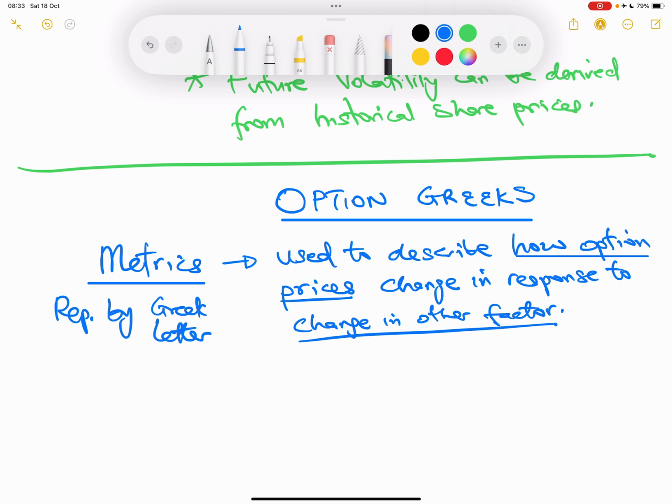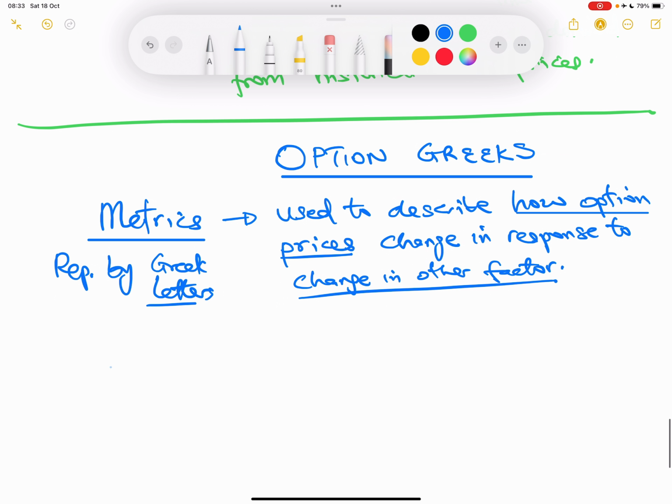The Greek letters don't mean that the whole concept is complicated. It's just a letter, the same way you have A, B, C, D. So you have alpha, beta, and all of that. But what are those metrics? What are the Greek letters being used here? The first one is delta. We have gamma.